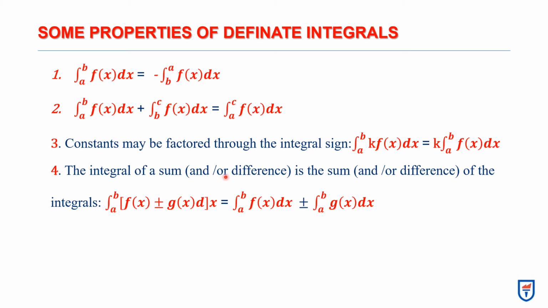The fourth property states that if we have two functions that are subtracted or added to each other, and we are finding the integral of it with the lower limit of a and the upper limit of b, the solution is the same as finding their integrals separately. So we find the integral of f(x) with a lower limit of a and upper limit of b in terms of dx, and then we add or subtract the integral of g(x) with a lower limit of a and an upper limit of b dx.